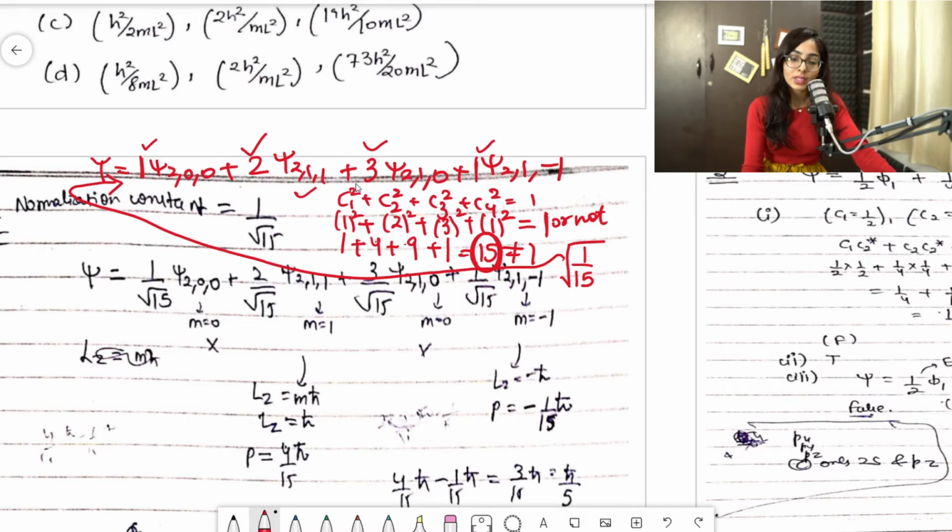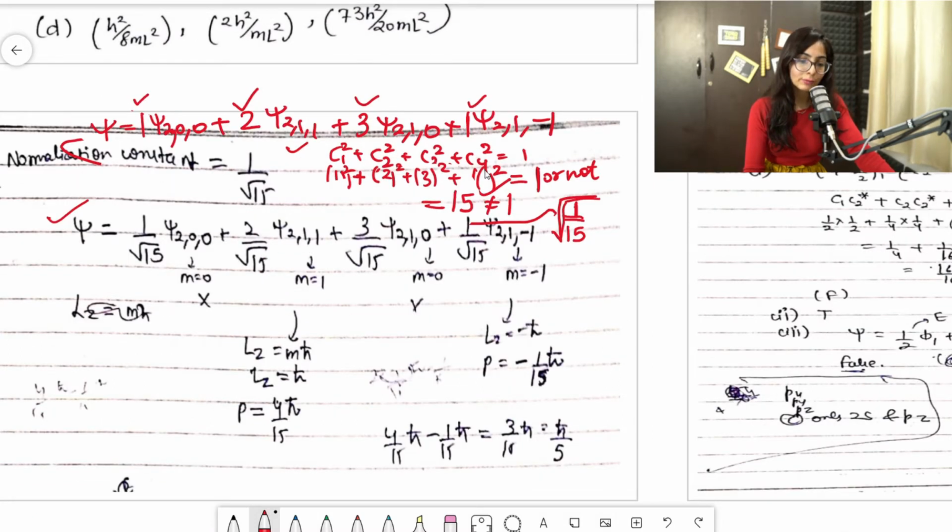Take that number. So I got 15. Take the inverse. Clear? Then take the under root and then multiply it. So I'll make a new wave function. When I multiply it with 1 by root 15, I get this wave function, which is 1 by root 15 psi 200 plus 2 by root 15 psi 21. Simply I'm taking this wave function and multiplying it with 1 by root 15. So I'll get 3 by root 15 psi 210 plus 1 by root 15 psi 21 minus 1.